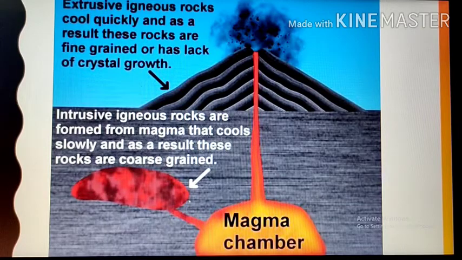Sometimes the molten magma cools down deep inside the earth's crust. Solid rocks so formed are called intrusive igneous rocks. Since they cool down slowly, they form large grains. Granite is an example of such a rock. Grinding stones used to prepare paste or powder of spices and grains are made of granite.